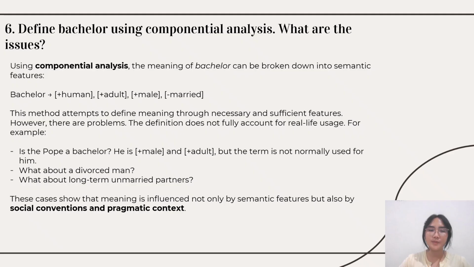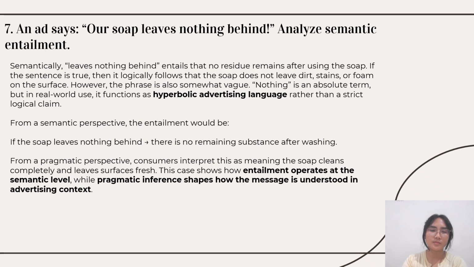For example, is the Pope a bachelor? He is a male. Male is an adult, but the term is not normally used for him. What about divorced men? What about long-term unmarried partners? These cases show that meaning is influenced not only by semantic features, but also by social convention and pragmatic context.